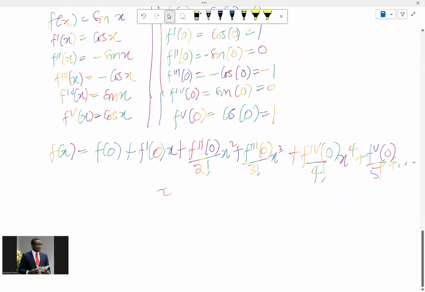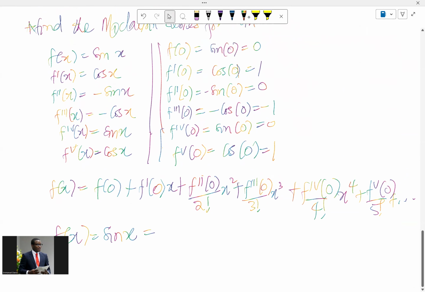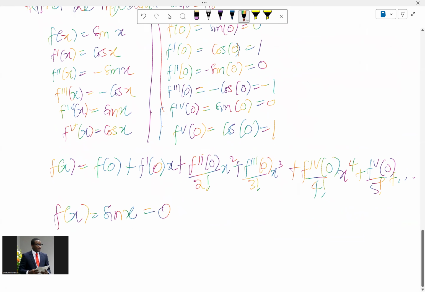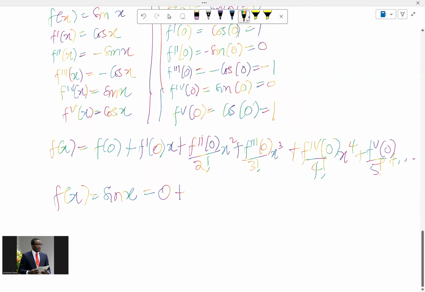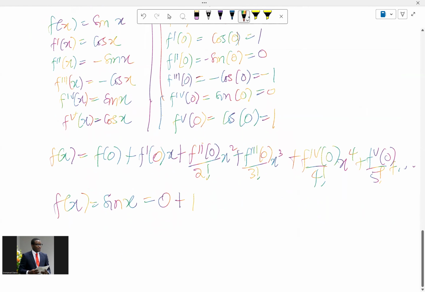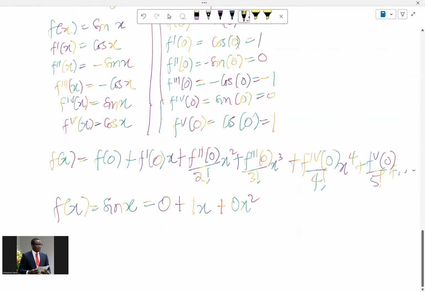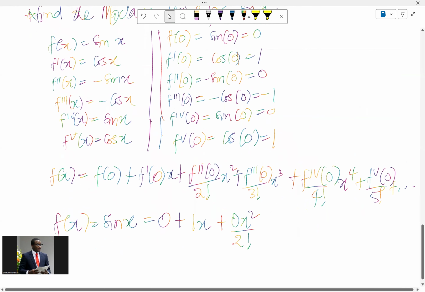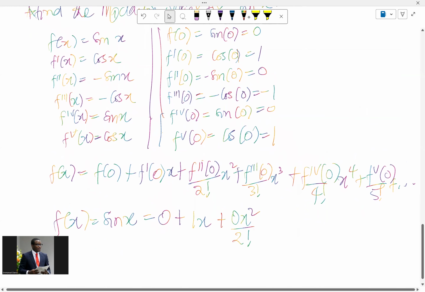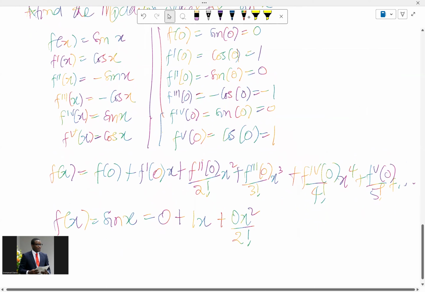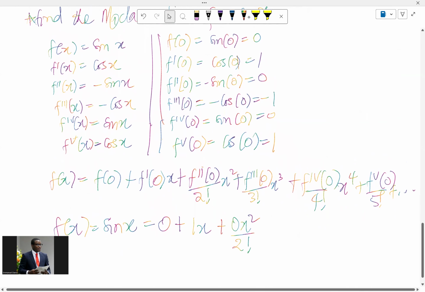So let's plug these values in. So we have f of x, which is equal to sine x, is equal to f of 0. F of 0, you can see that is 0. F prime of 0 is 1, so that is 1 multiplied by x, plus f prime prime of 0 again is 0 times x squared all over 2 factorial. That's why you see sine is an odd function. So it's only odd derivatives that give you an answer.